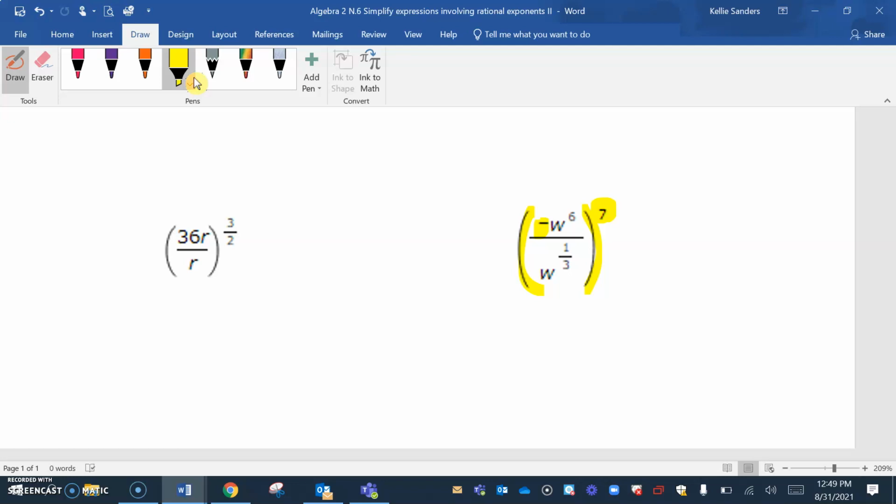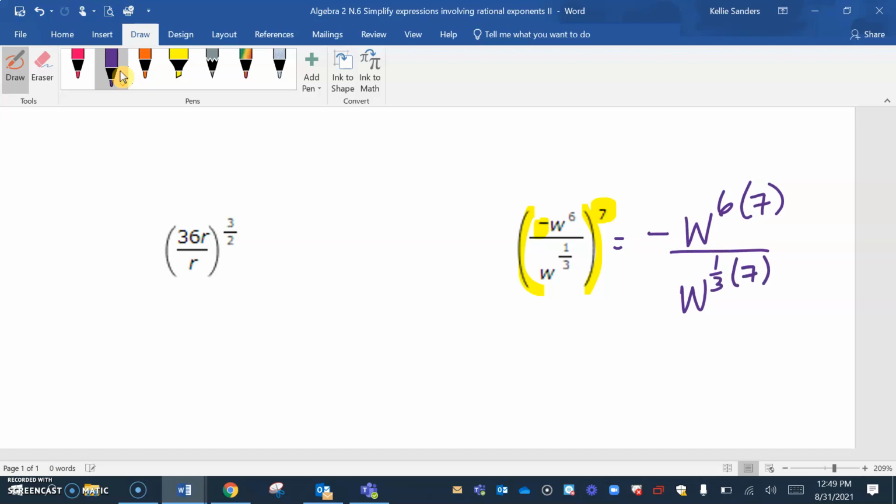And since the exponent is 7, that means that we're going to have 7 negatives, and an odd amount of negatives means that your answer is going to be negative. So we're just going to bring that negative out and be done with it. Then we do w to the 6 times 7 over w to the 1/3 times 7. Keep the negative. 6 times 7 is 42 over w to the 1/3 times 7 is 7/3.